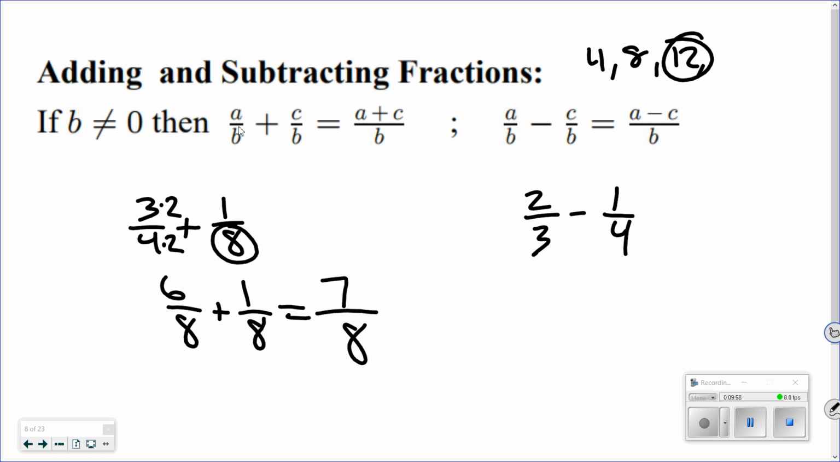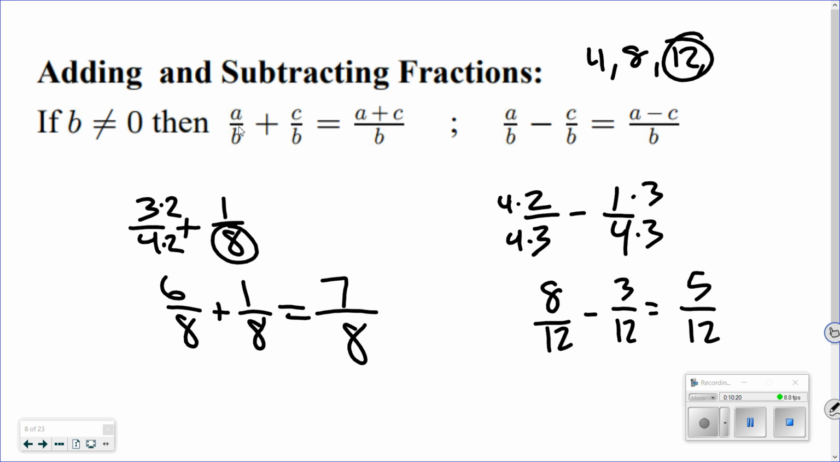So I'm going to make them both 12. I'm going to times this one by 4 to get 12. That means I have to times that one by 4 also, so I end up with 8/12. This one I've got to times by 3 to get 12, so you got to times the top by 3. So I end up with 3/12. Okay, we've got our common denominator, so I just go 8 minus 3, 5. So 5/12 is what it comes out to.